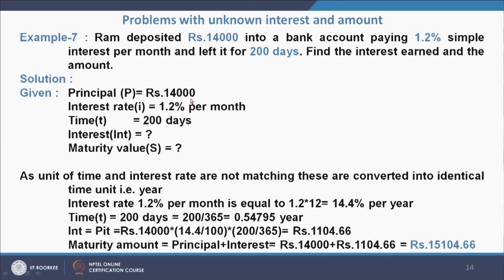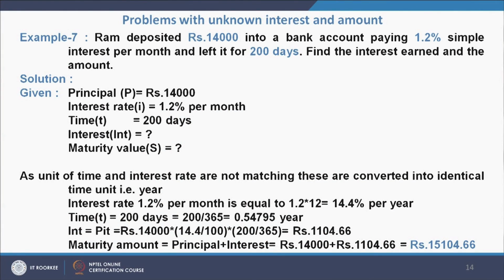We take another example, the problems with unknown interest and amount. Ram deposited rupees 14,000 into a bank account paying 1.2% simple interest per month and left it for 200 days. Find the interest earned and the amount. So, principal is 14,000, interest is 1.2% per month and time is 200 days. So, we have to calculate what is the interest amount and what is the maturity value.